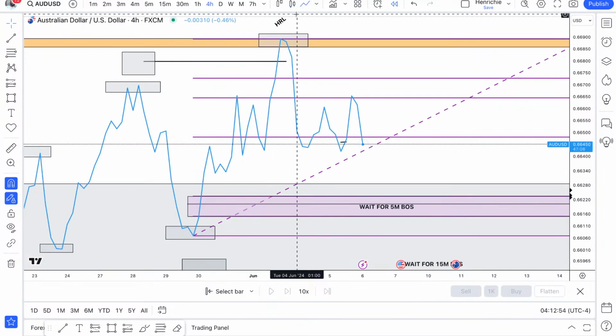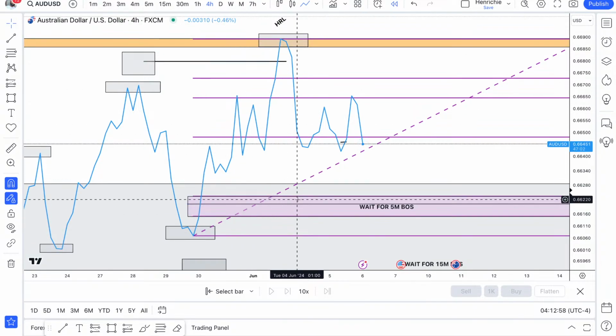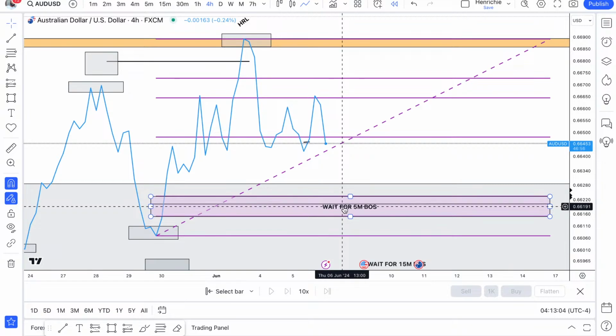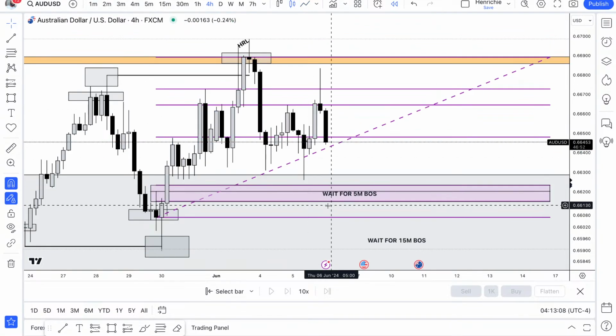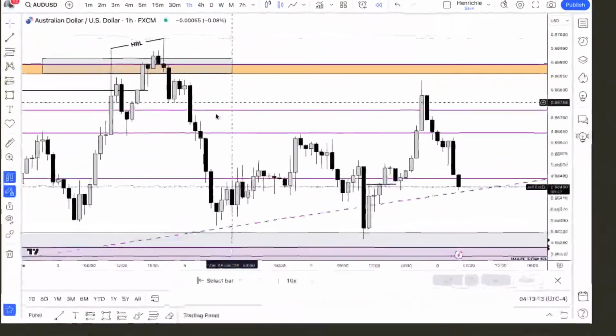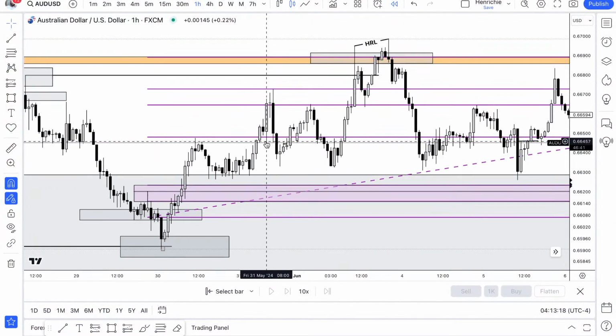Let's go back to the line chart. On the line chart, you can see this is the extreme discount zone. What I'm anticipating is for price to come in here. Once price comes in here, on the bar chart I'll be looking for a 1-hour shift in market structure to the upside. Right there, you can see that very clearly.